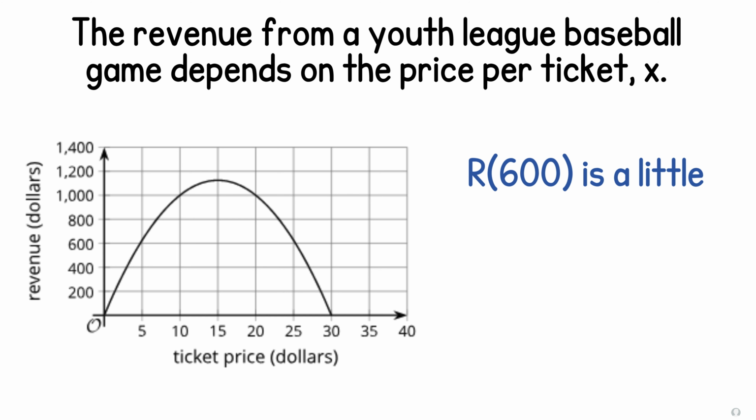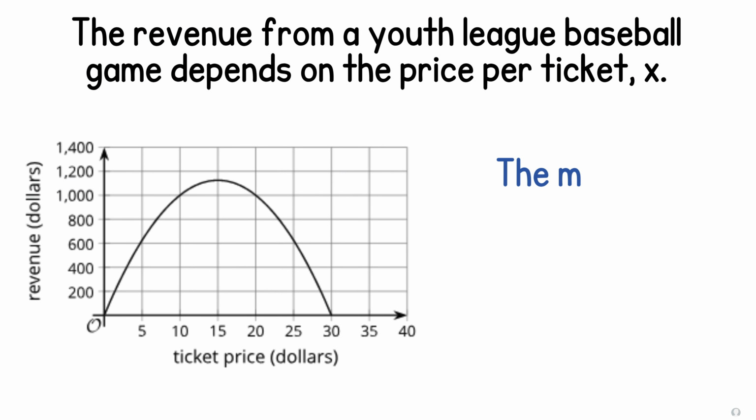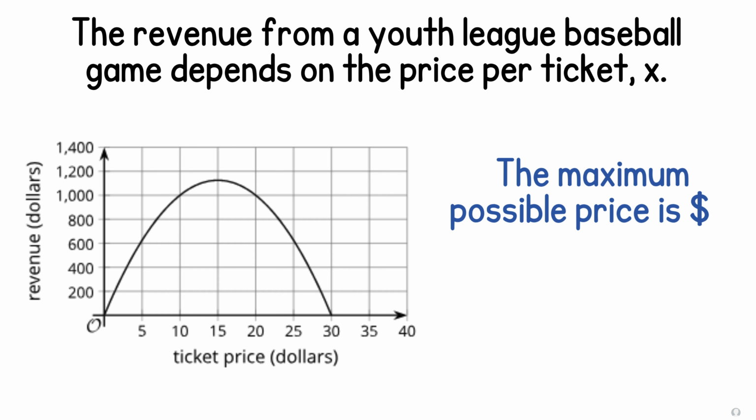The next one says that R of 600 is a little less than 5. But if we look at our x-axis, we actually don't have an input that goes up to 600, so this one is false. The next one says that the maximum possible price is $15. If we look at our x-axis again, we can see that the largest x value that our function hits is 30 and not 15. So this one is false as well.